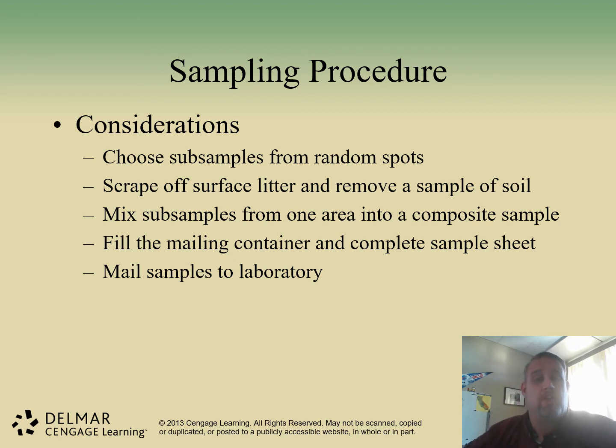You want to make sure that you're only taking soil samples. You don't want to send in organic material or any kind of litter that is on the top of your soil. And then to make that composite sample, you're going to mix certain subsamples from different areas. Now you can either make this composite sample or you can send in your subsamples separately. It depends on what kind of information you're looking for from your property.